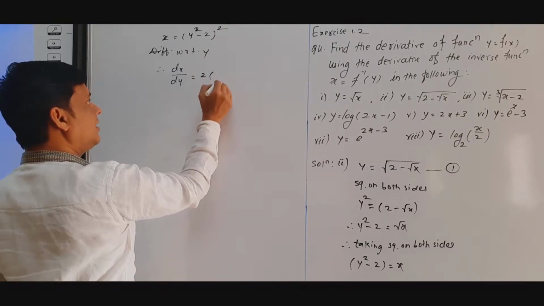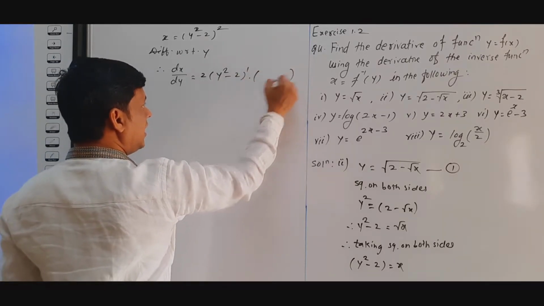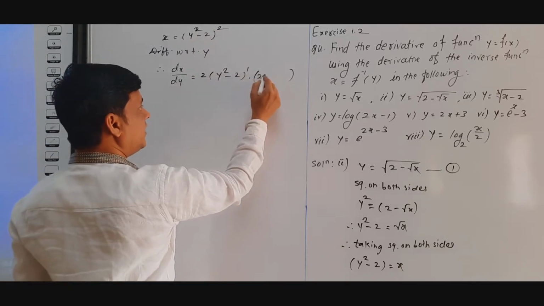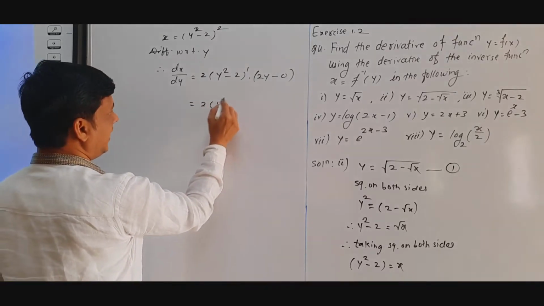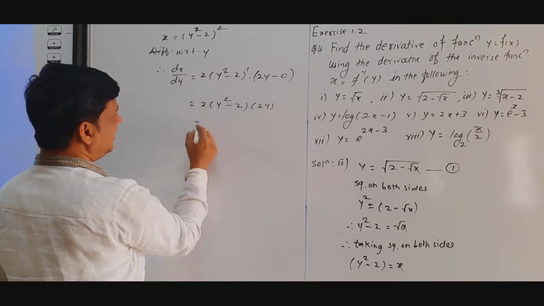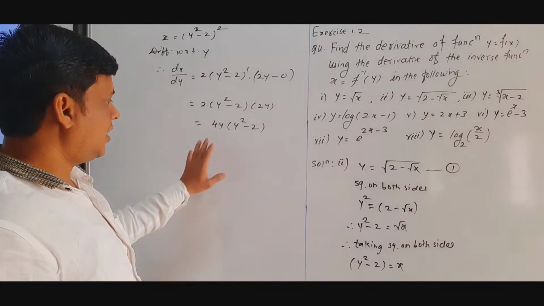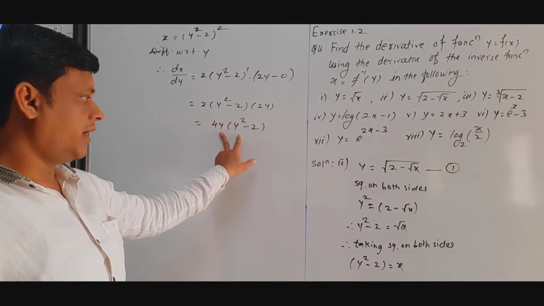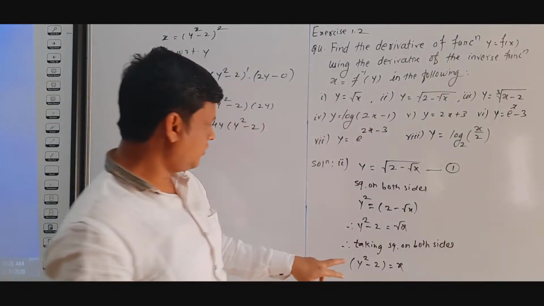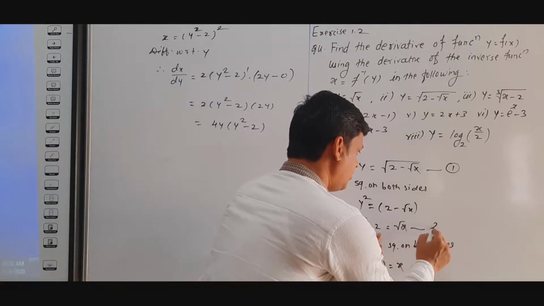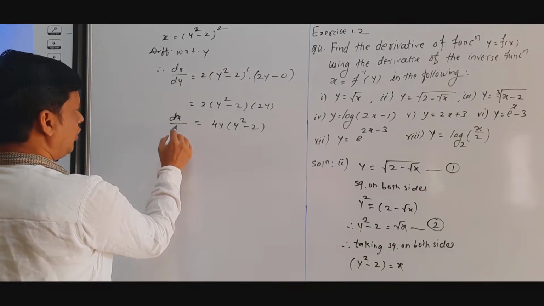So we write power in multiplication. So we get 2 into y square minus 2 raised to the power 1 into the derivative of this bracket. The derivative of y square is 2y, the derivative of 2 is 0. So we write this as 2 in bracket y square minus 2 into 2y, that is 2 into 2, 4y in bracket y square minus 2. Now here we have to replace this y and y square in terms of x. So we have the value of y square minus 2 directly. So we denote this as equation number 2. So we first write the formula.